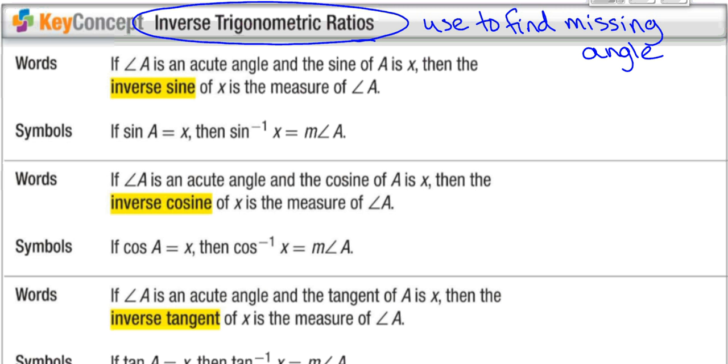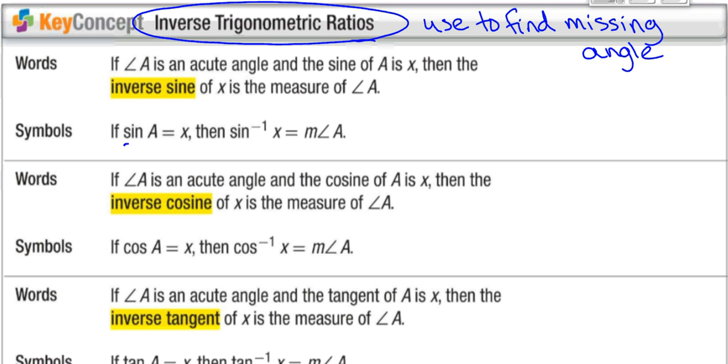So we're going to use these to find the missing angle. And I will read these. If angle A is an acute angle and the sine of angle A is x, then the inverse sine of x is the measure of angle A. And in symbols is where we're going to do our highlighting. If sine A equals x, then inverse sine of x equals the measure of angle A.